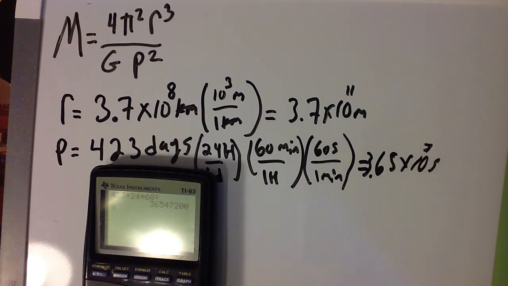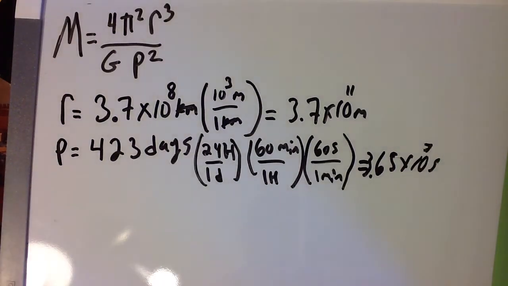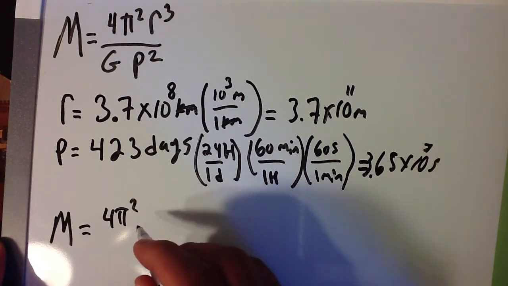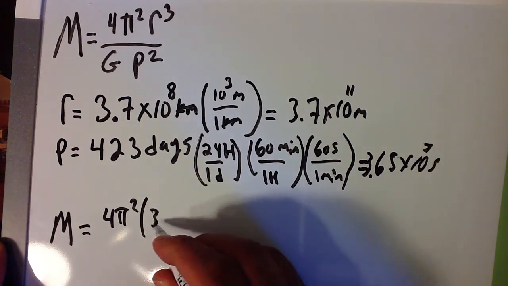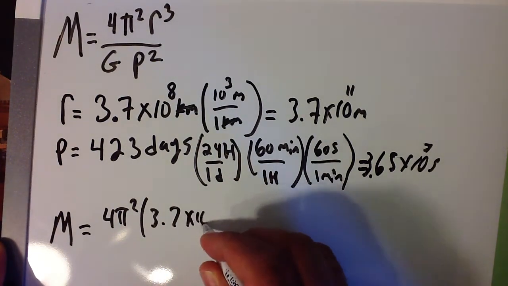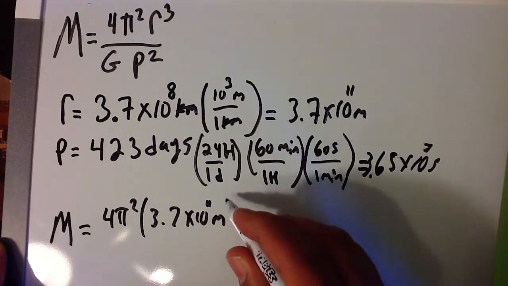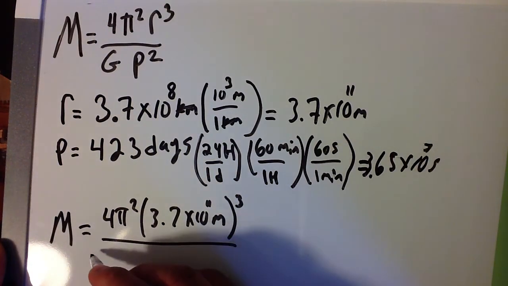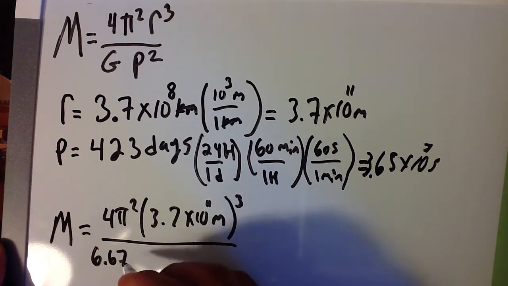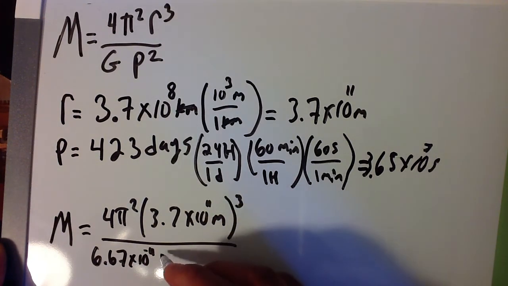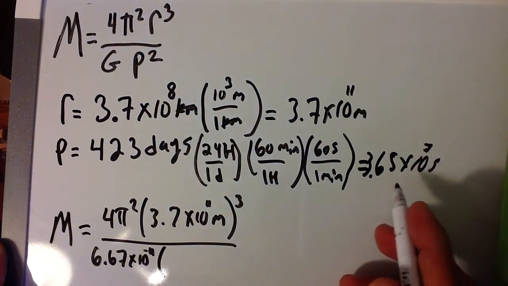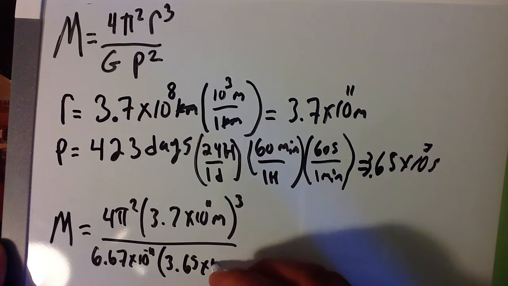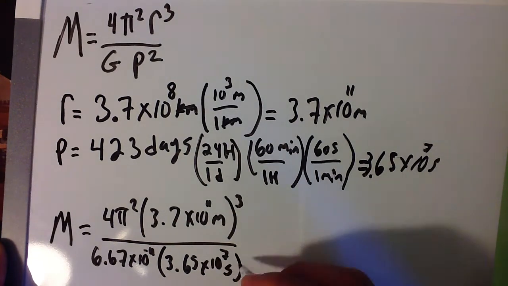So we're going to use that in the modified version of Kepler's third law. Okay, so this is what we're plugging into. So m is equal to 4 pi squared times our 3.7 times 10 to the 11th meters. Now we have to cube that, divided by big G, which is of course 6.67 times 10 to the minus 11th, times what we just calculated for the period, which is 3.65 times 10 to the 7th seconds, and we're going to square that.